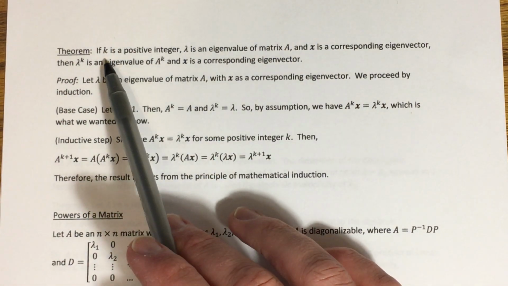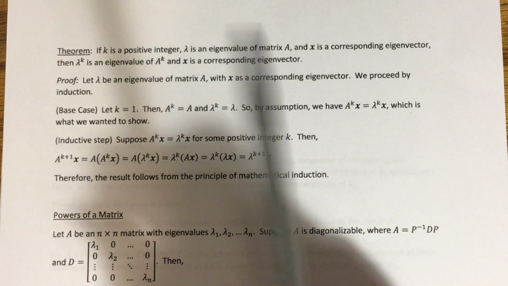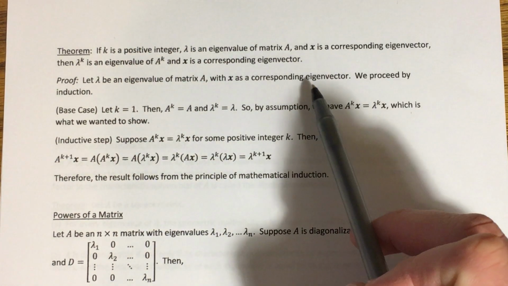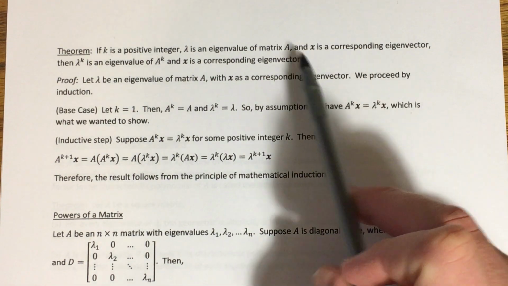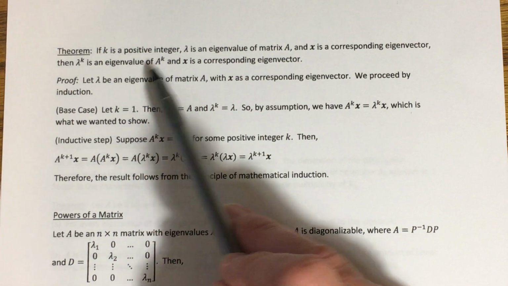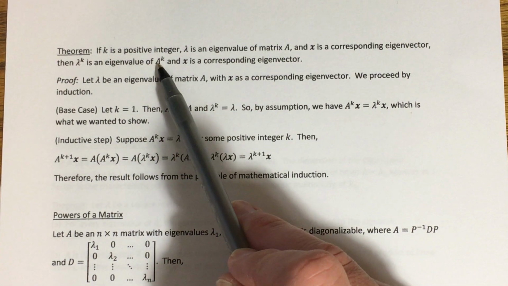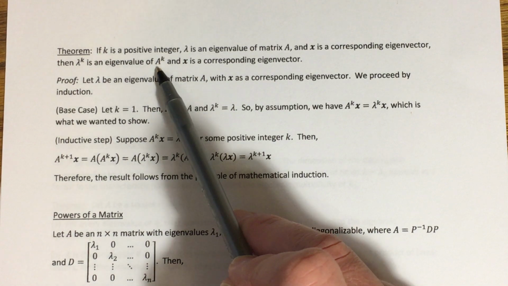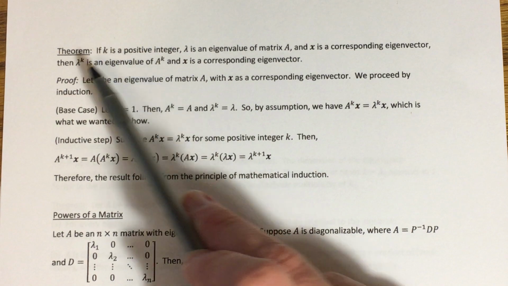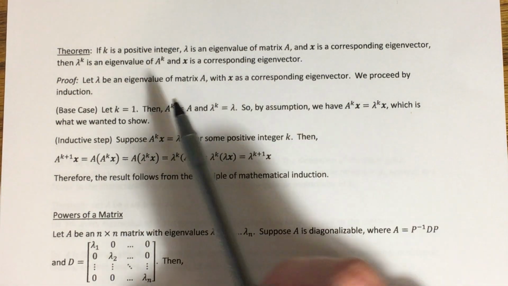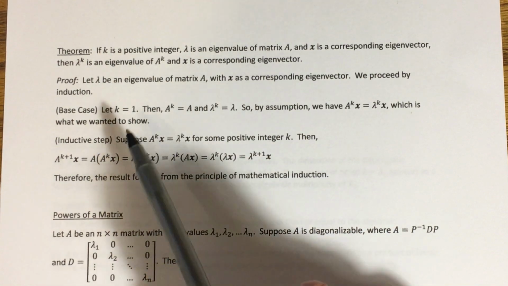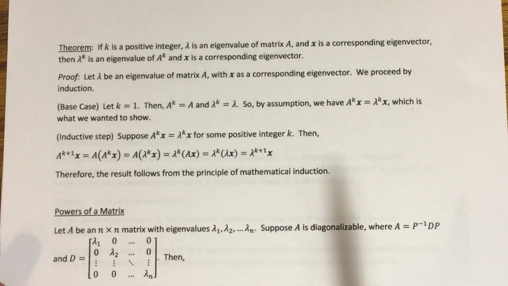So I want to begin with this theorem. If k is a positive integer, and if lambda is an eigenvalue of matrix A, and if x is a corresponding eigenvector for that eigenvalue, then lambda to the power of k will be an eigenvalue of A to the power of k. Remember, this is going to be another matrix, so it has its own eigenvalues and eigenvectors, but this establishes a relationship between the eigenvalues of A to the k and the eigenvalues of A. x will also be a corresponding eigenvector for that eigenvalue. So we're going to prove this using induction.